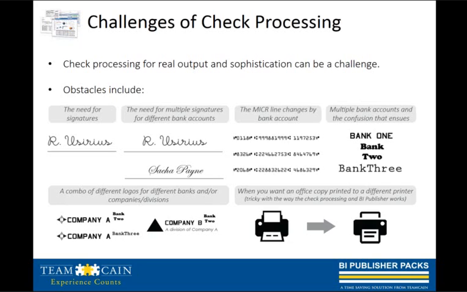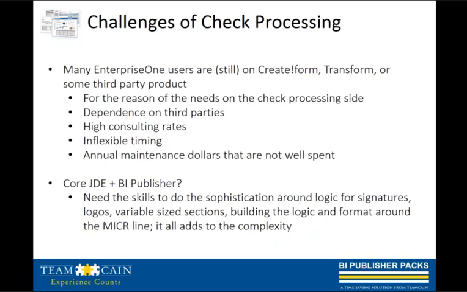And also, and this is a real challenge typically with BI Publisher, it doesn't happen a lot, but quite often organizations will want an office copy of the checks printed and printed to a different publisher. And this is extremely tricky to do with normal J.D. Edwards check processing and with BI Publisher. So a lot of customers are still on CreateForm, Transform, Bottom Line, or Optio, which are all part of the Bottom Line suite now.